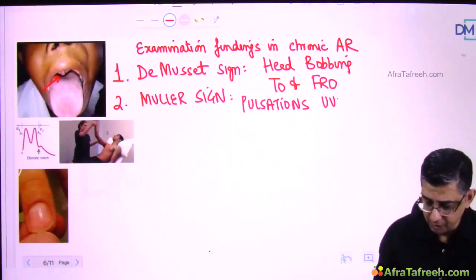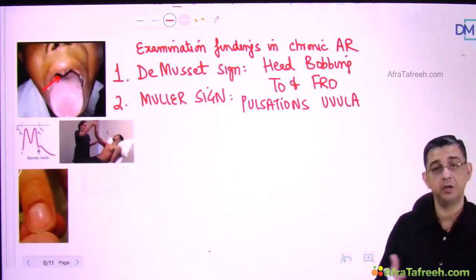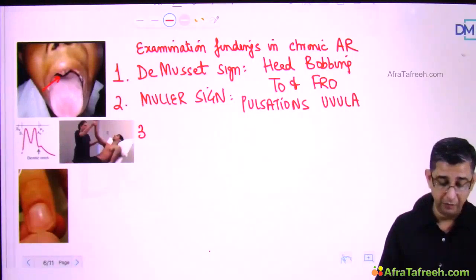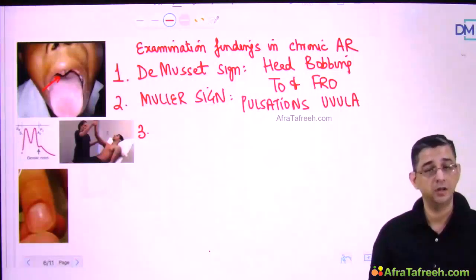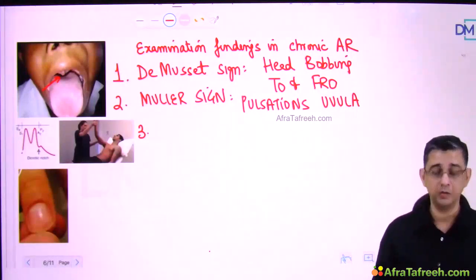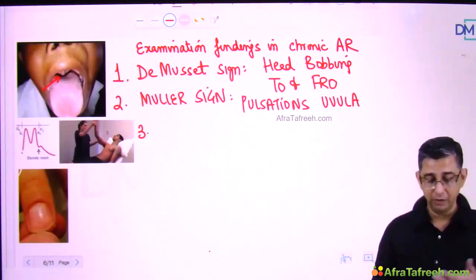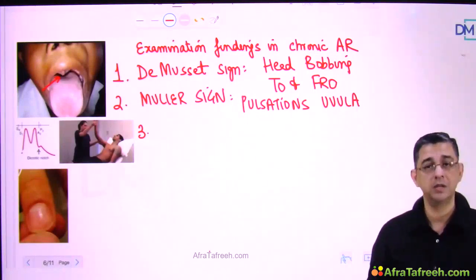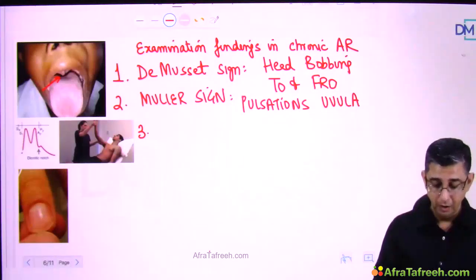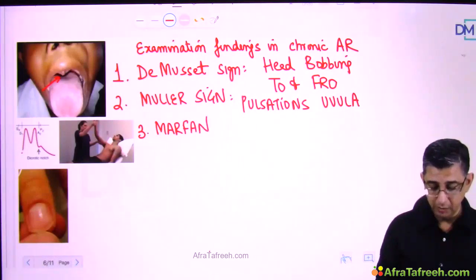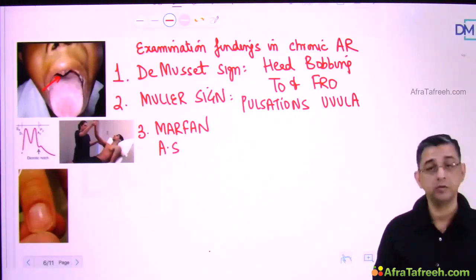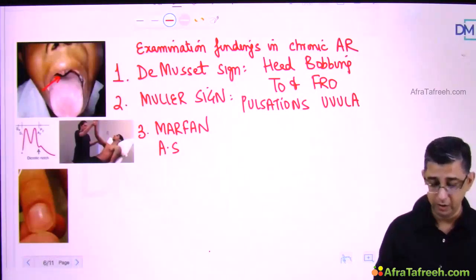In fact, pulsations in multiple organs in the body can be appreciated in these patients. And as the patient will deteriorate, you might even get pulsations in the liver, you might get pulsations in the spleen of the patient. So initially, we have the classical names coming up, that is de Musset and the Muller sign. I will also look for any evidence of Marfan syndrome and ankylosing spondylitis in the patient, since these are two of the causes for development of aortic regurgitation.